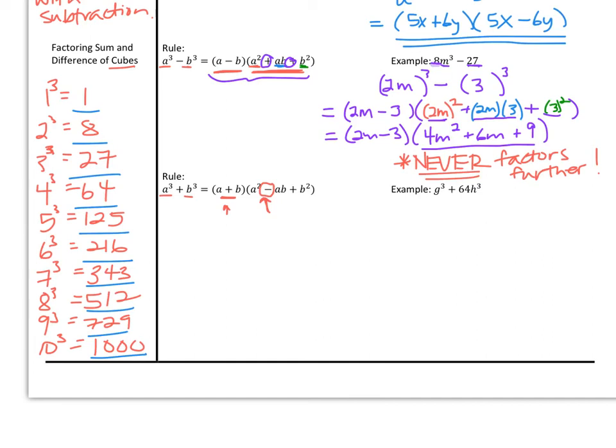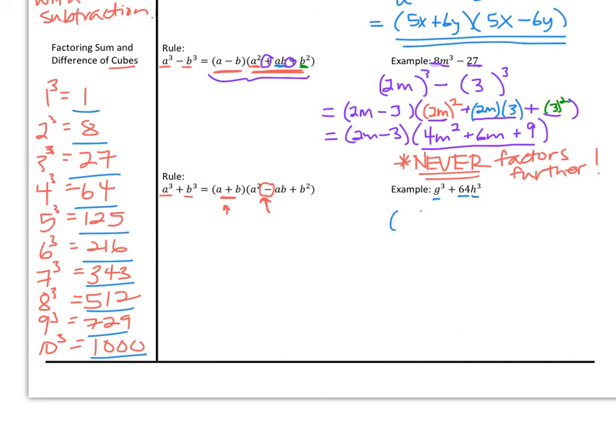All right, let's try the example on the right, and then we're done. G cubed plus 64h cubed. Well, anything that's a multiple of 3 is automatically a perfect cube. In our list on the left, guess what? 64 is also a perfect cube, and so is h cubed. We're in good shape to factor this sum of perfect cubes.